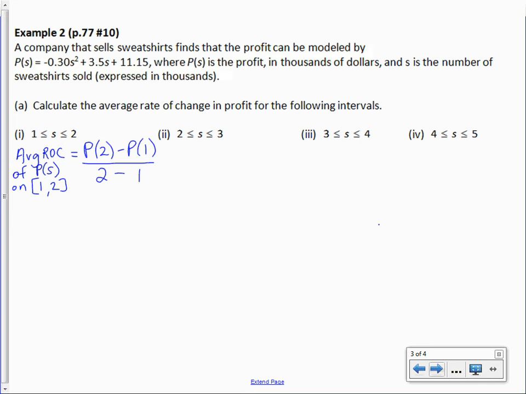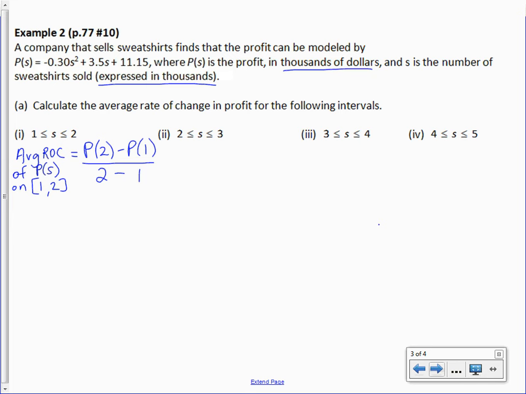So instead of asking what the Y value is when the number of sweatshirts is 1, technically 1 means 1,000. That's what they told us in the question: profit is in thousands of dollars, S is the number of sweatshirts in thousands. So as the number of sweatshirts sold increases from 1,000 to 2,000, how fast does my profit change? That's really what you're finding.